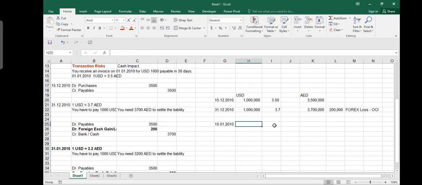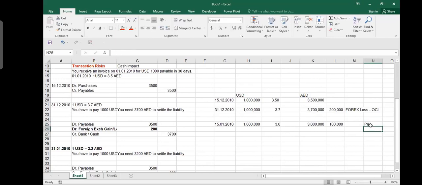But then on 15th of January, the invoice is still the same one, but the actual rate comes out to be 3.6. So you have to pay this much, and your realized loss is just 100,000. So you reverse some portion of the previous one, and this you take to P&L. They will not ask you to show how to take it to P&L. They will only ask you how to calculate it.